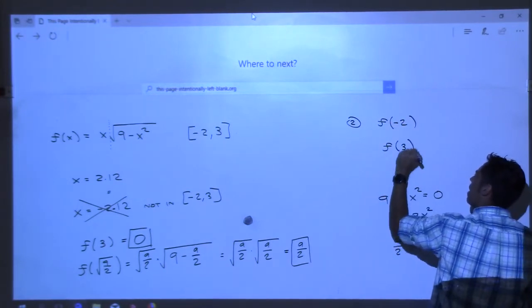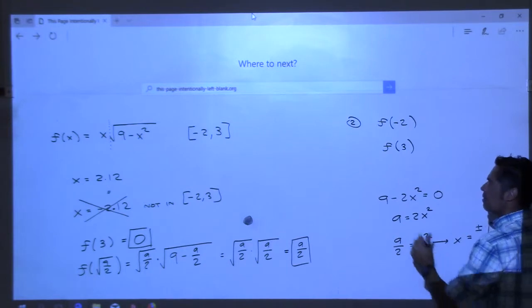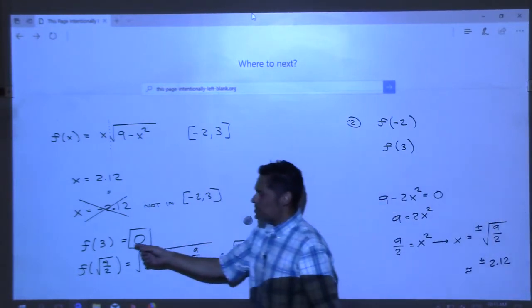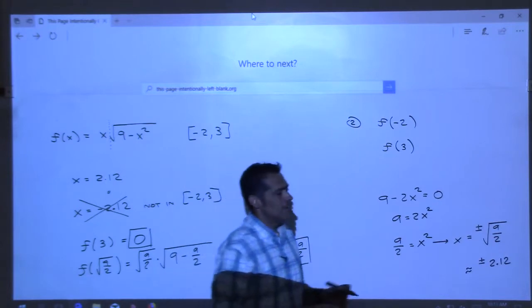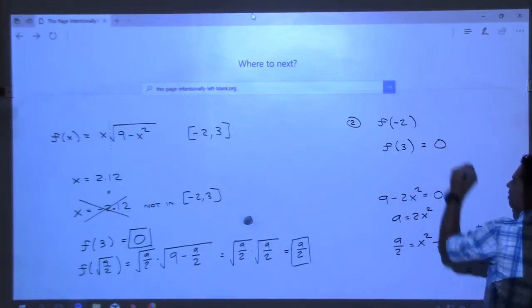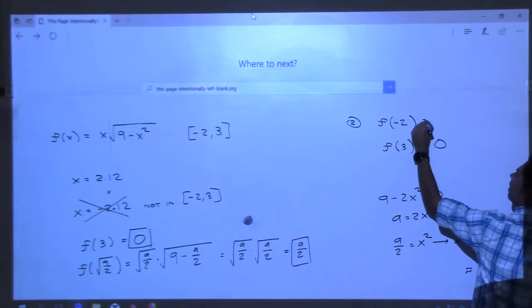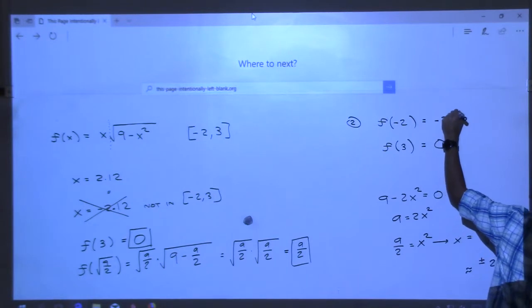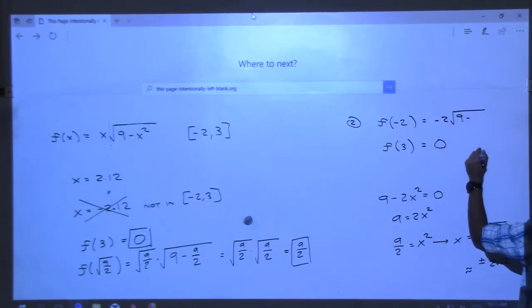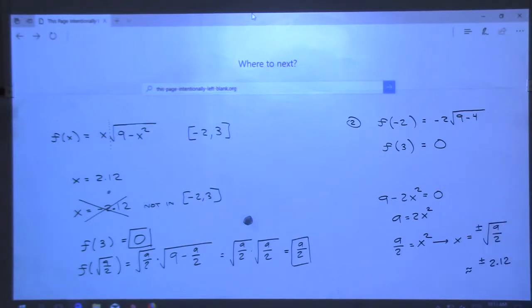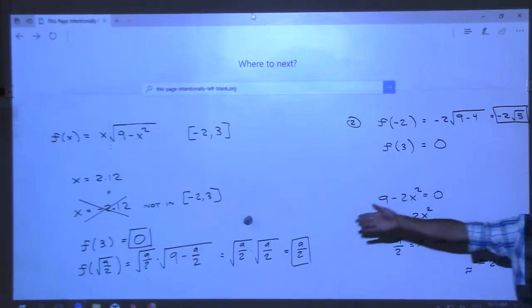But wait a minute, we already did f of 3. It turned out that one of our critical numbers was actually an endpoint. So I don't have to think about the computation again. I know it. It's already zero, right? But f of negative 2, I have to compute. So f of negative 2 is negative 2 root of 9 minus negative 2 squared, which is 4. So negative 2 root 5. I can box the 0, but I already have 0, don't I?